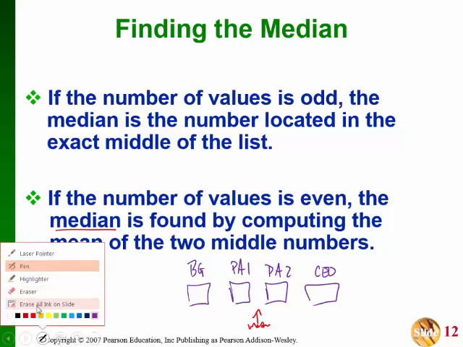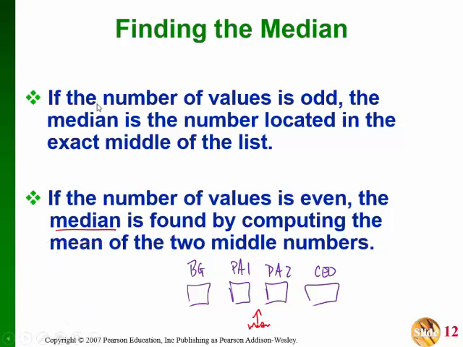Mode. Mode is the value that most frequently occurs in a data set. And then here they have a couple of other pieces of information. A mode may not always be unique. You could have more than one mode, or you can have no mode.